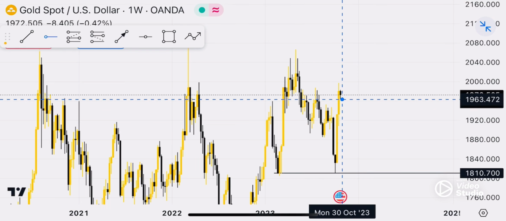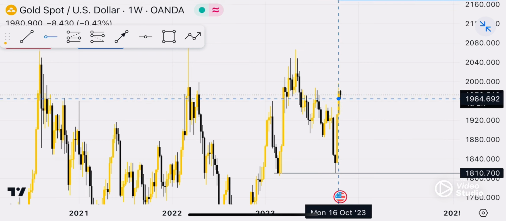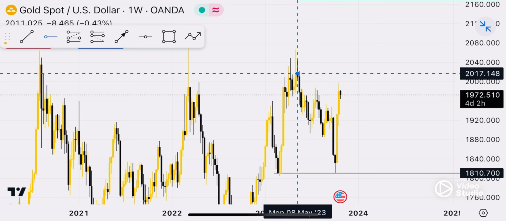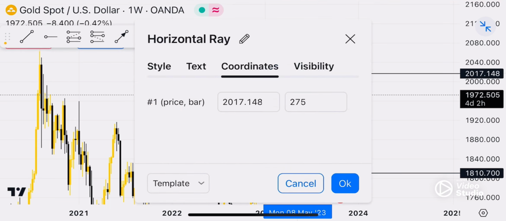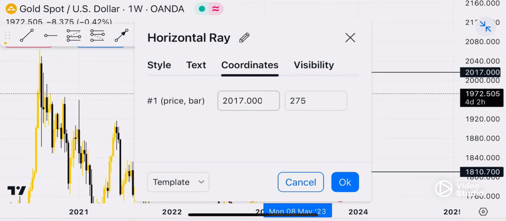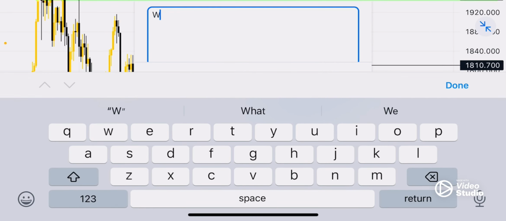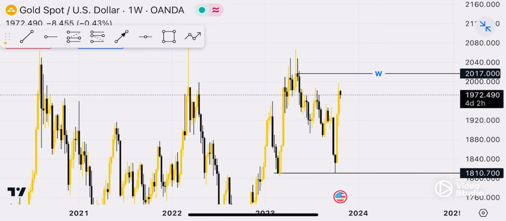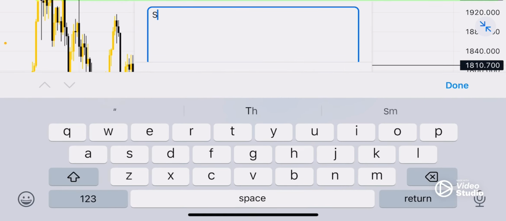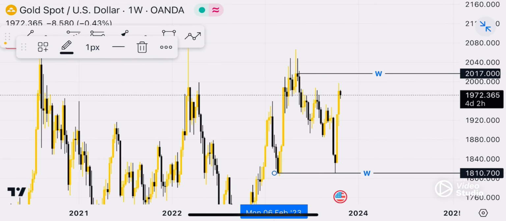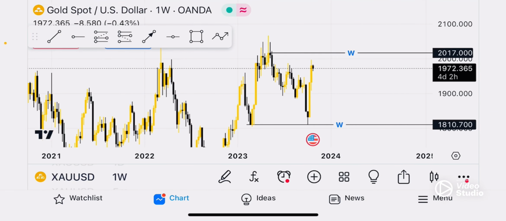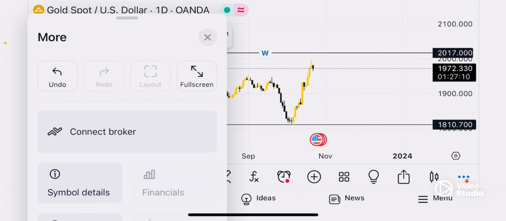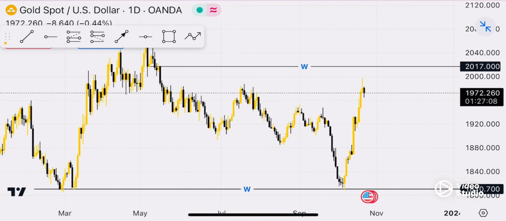Currently, we can see that there's a retest with this weekly candle on this zone it just broke out from. The next zone I'm anticipating gold to get to is 2017. So this is the weekly time frame. I'll label it as a weekly, and label this one also as a weekly. So we'll go to the daily time frame to see what we got. We're looking for a buy that will take us to 2017, which is the weekly resistance.